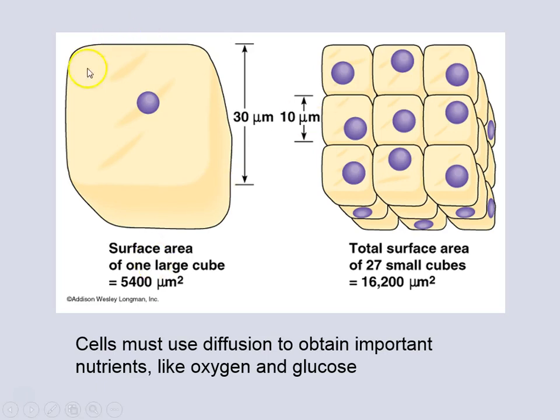So even though it might seem like it'd be simpler to just be one big cell, we find that when cells get too big, they basically start poisoning themselves because it takes too long for materials to diffuse from the center out.